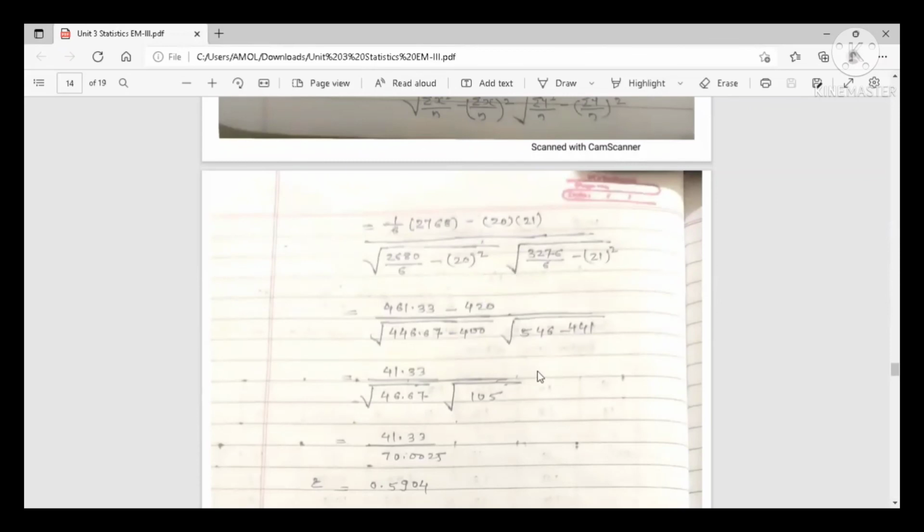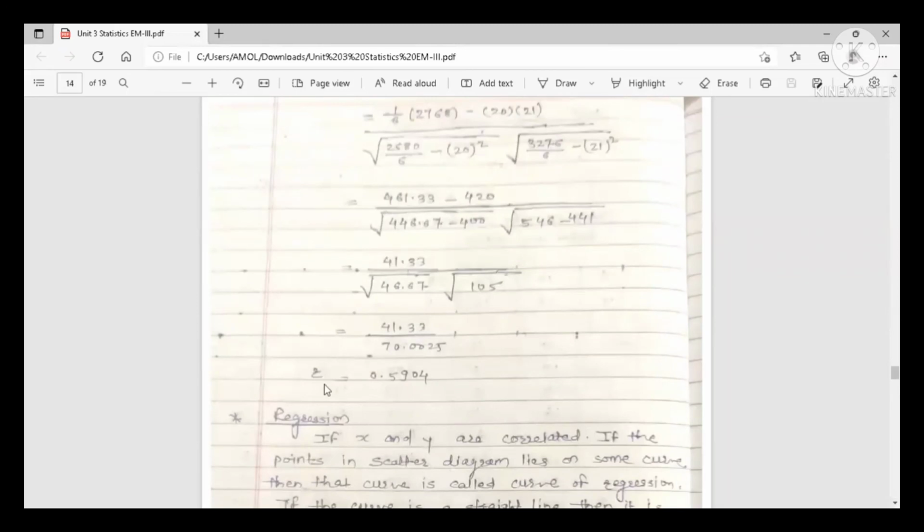And the calculated value, after putting all the values, you calculate the final value. It is equal to 0.5904. So this is the coefficient of correlation between x and y here in this example. You always remember that the coefficient of correlation, its value is always less than 1. If your answer is more than 1 or greater than 1, then it is wrong. You again check or go through the solution and correct it. Okay, you always remember that coefficient of correlation, its value is always less than 1.